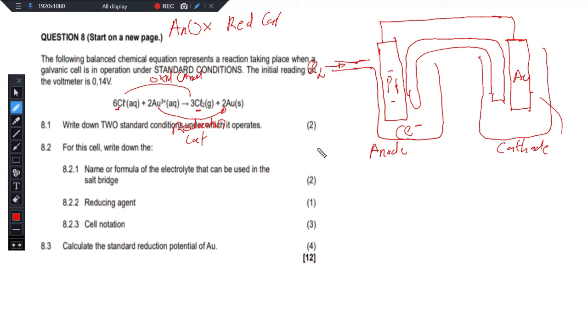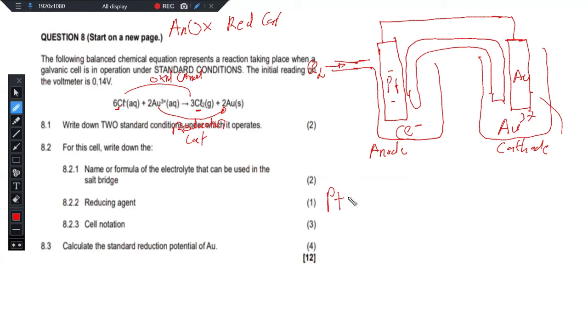Because remember, every time you write a cell notation, it must always start with the electrode, the anode, and then goes to whatever ions that you have here in the electrolyte, and then salt bridge, and then you have the ions that will be in here on the cathode, which is your Au3+, that are being reduced to Au here. So the cell notation would look like this. You have to be careful.